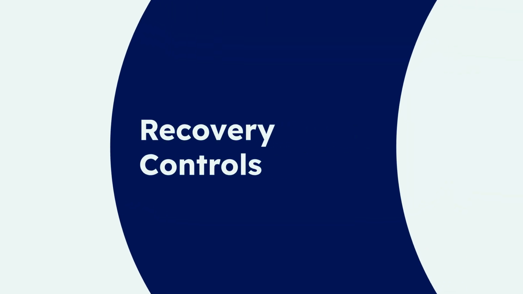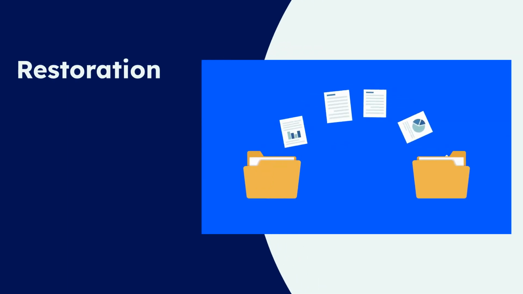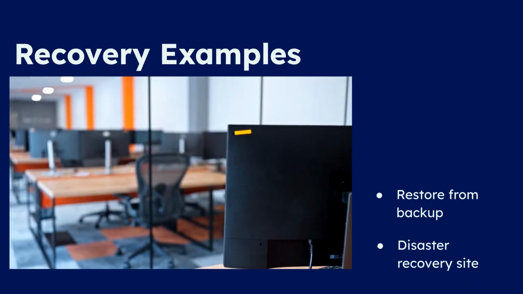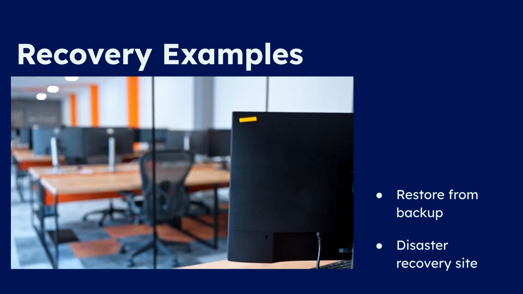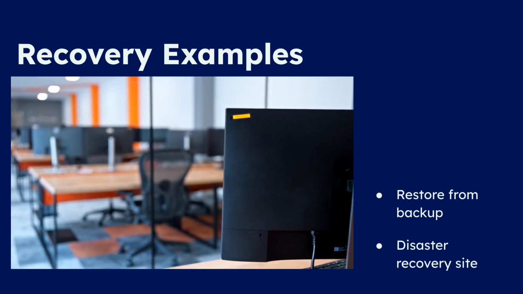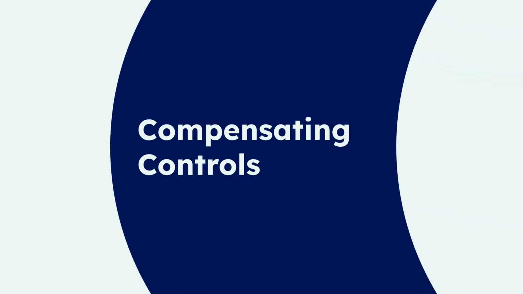Recovery controls are used to restore systems back to normal operation. These focus on the restoration of services back to a safe state. This typically involves restoring from backups, but could also include other disaster recovery plans, such as use of a disaster recovery site. Compensating controls are alternative security measures where the primary or ideal control cannot be implemented.